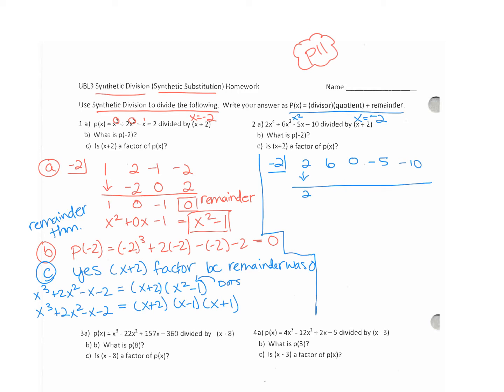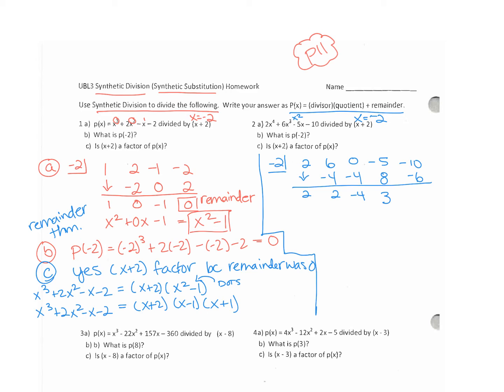I get 2 times negative 2, or negative 4. When I add them, I get 2. 2 times negative 2 is negative 4 again. I get negative 4. Negative 4 times negative 2 is 8. I get 3. 3 times negative 2 is negative 6.